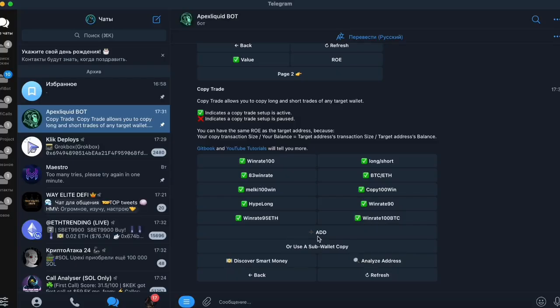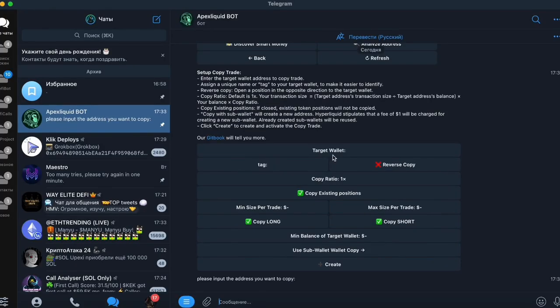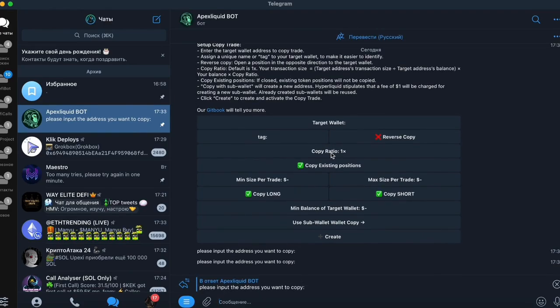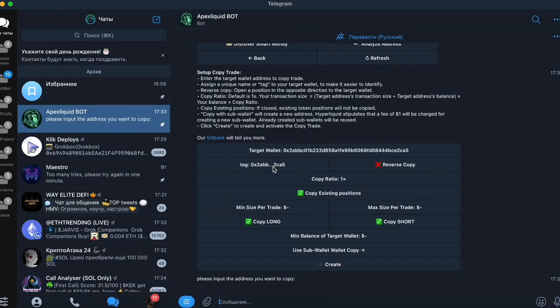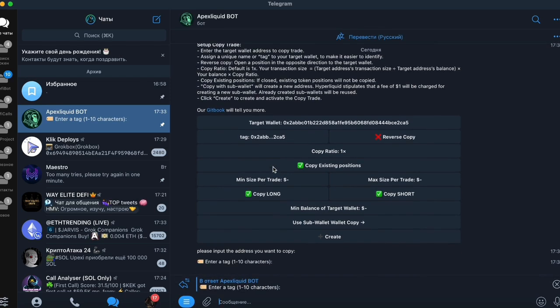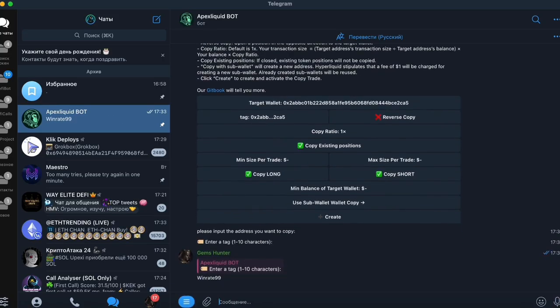For example, I create a separate sub-wallet within this bot. How do you do this properly? Let me explain step by step. Just click Add. In the Target Wallet section, paste the wallet you want to copy trade. In the Tag section, I usually come up with a name or label for each wallet. For example, you can write its win rate, so that when you open a trade, you immediately see that the trade was opened by a wallet with a high win rate. Let's write win rate 99%. I'm just writing this as an example right now.